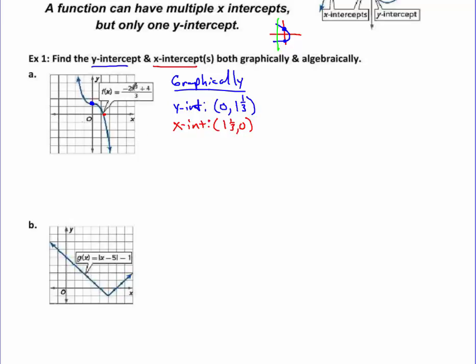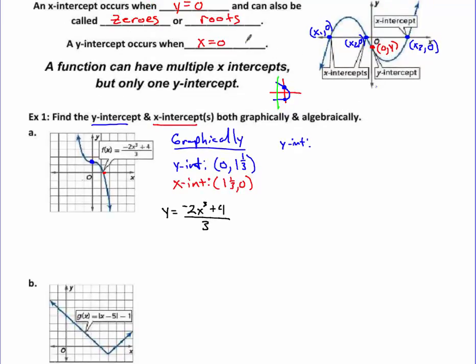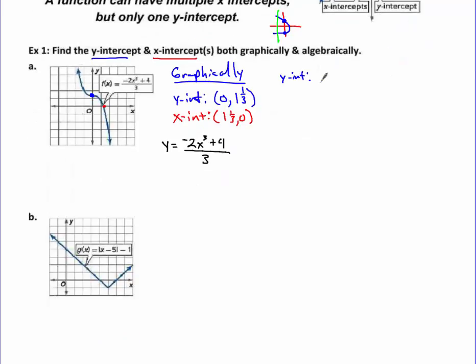So we know we have our function here, f of x equals negative 2x cubed plus 4. Well, to find points, x's and y's, we're going to write y equals negative 2x cubed plus 4 divided by 3. And I'll just start with the y-intercept. To find the y-intercept, let's look back up. It says the y-intercept occurs when x equals 0. So I'm going to take my function, my y equals negative 2x cubed plus 4 divided by 3.